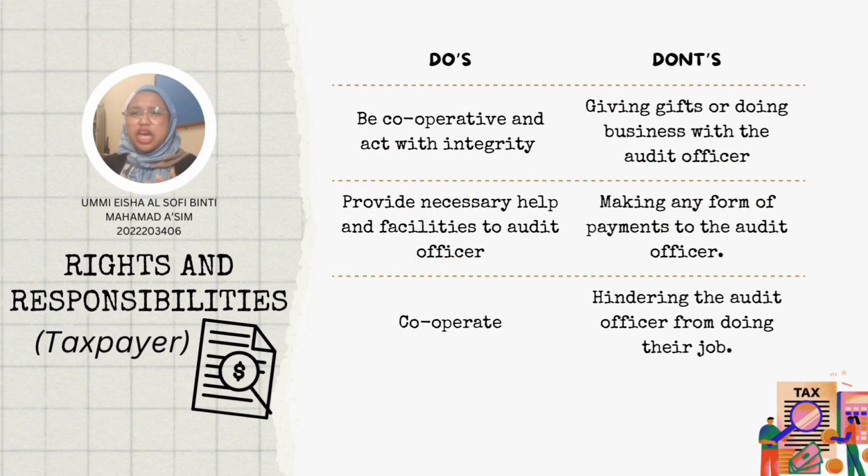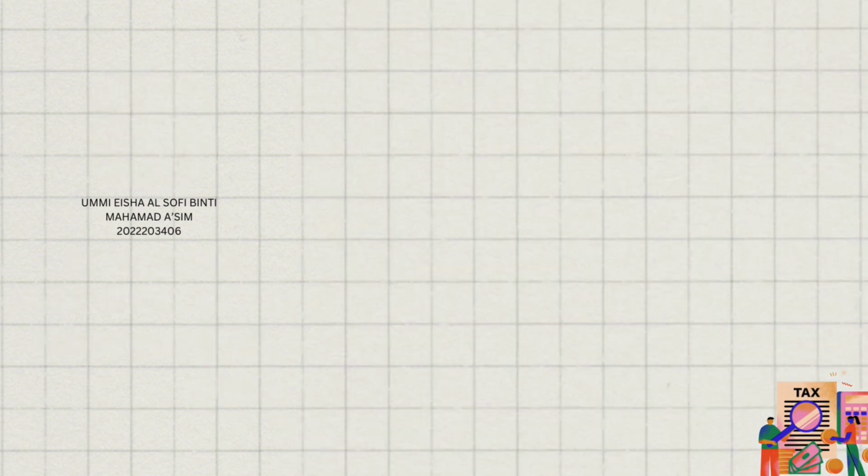The taxpayer should be cooperative, well-mannered, fair, honest, and with integrity during the tax audit. They should provide the audit officer with help and facilities to do their job. They also should cooperate by providing complete answers to all the questions that they are asked. And they should not give gifts to the audit officer or do business with them during the audit. They should not make any payment to the audit officers. Obstructing or hindering the audit officer from doing their job is also not allowed.